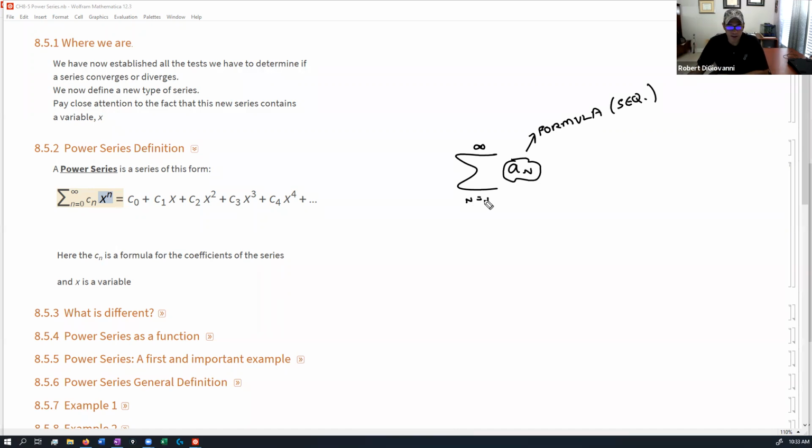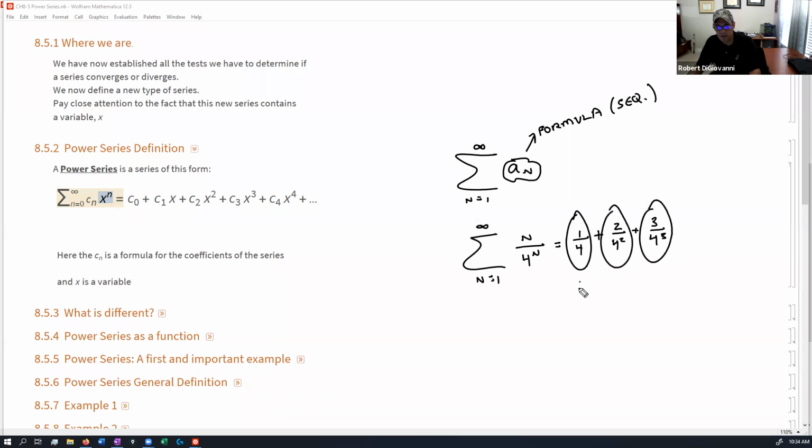But every time we plugged n into this formula, let me give you an example underneath this. Let's say we had n over 4 to the n. We would plug in 1, we would get 1/4 here, then plug in 2, we would get 2 over 4 squared, and then plug in 3, we would get 3 over 4 cubed. But every time we did this, this was a number, each time. And so we're adding up a bunch of numbers.